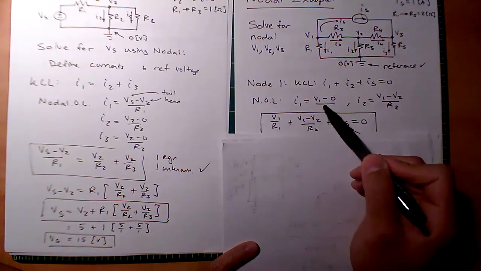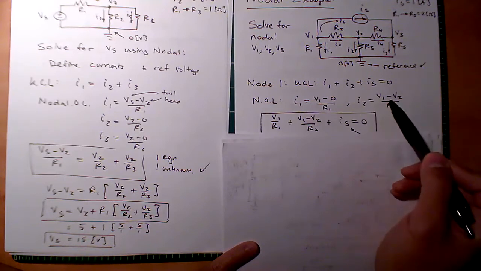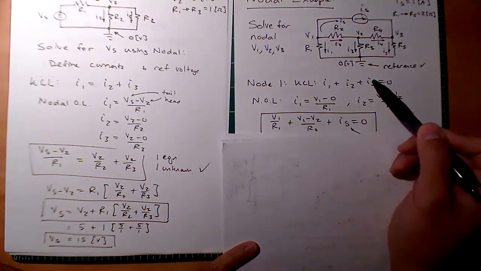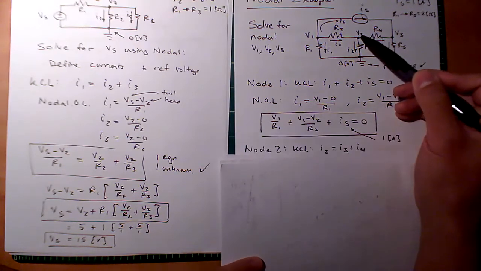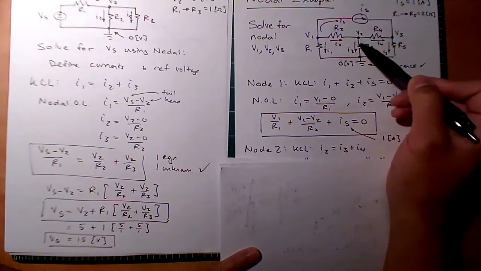So V1 over R1, I omitted the 0. I2 is this, so it's V1 minus V2 over R2 plus IS equals 0. Yay. Okay, let's go to the next one. So we already have our KCL, I2 equals I3 plus I4.